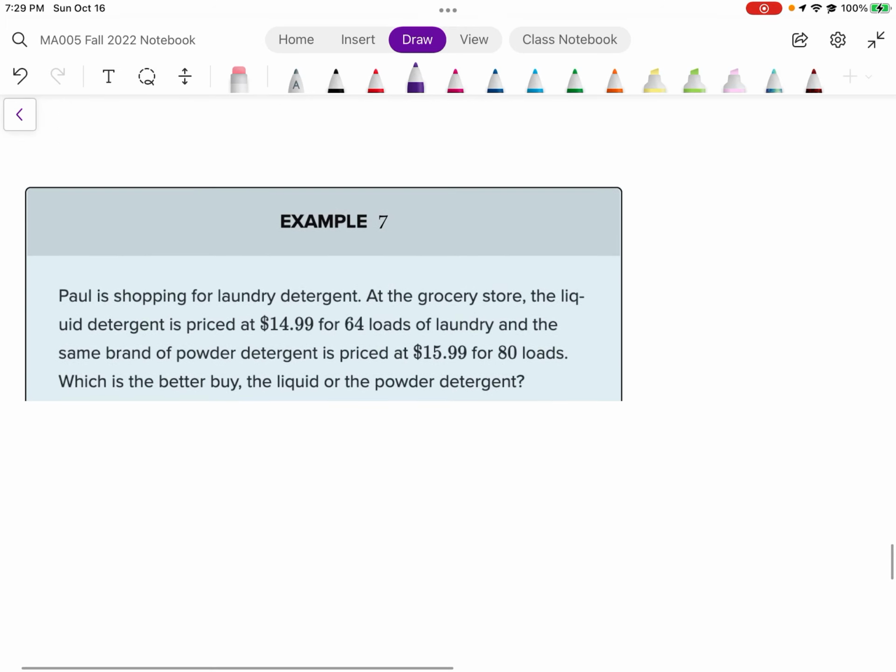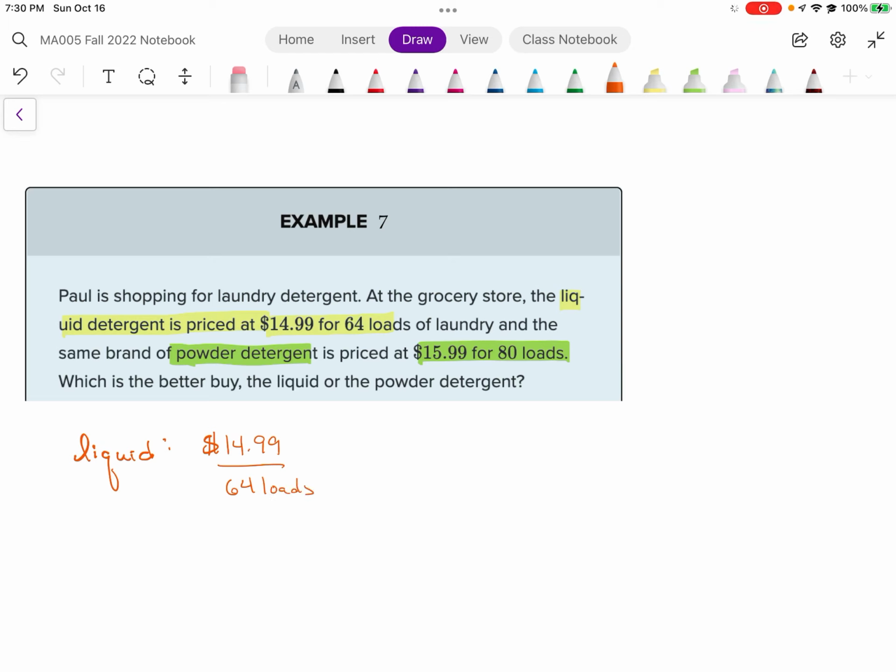Okay, so Paul is shopping for laundry detergent. At the grocery store, the liquid detergent is priced $14.99 for 64 loads, and the same brand of powdered detergent is $15.99 for 80 loads. So we're going to say liquid is going to be $14.99 per 64 loads. Now don't leave out the units, okay? Make sure you've got those so you put the right thing on top.